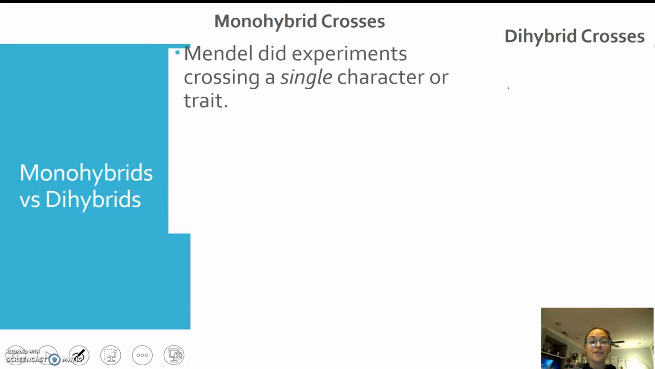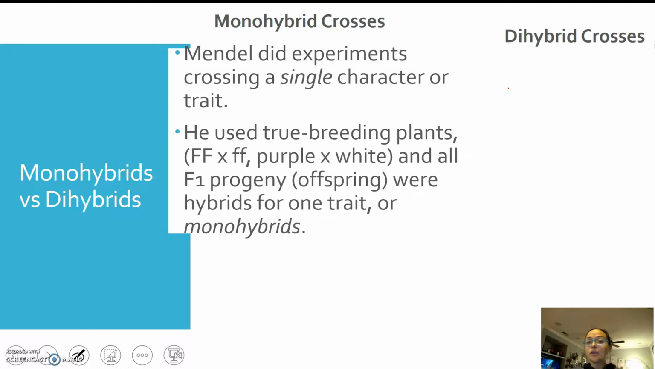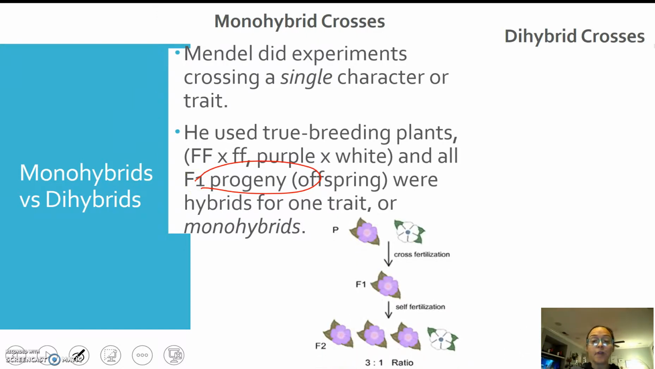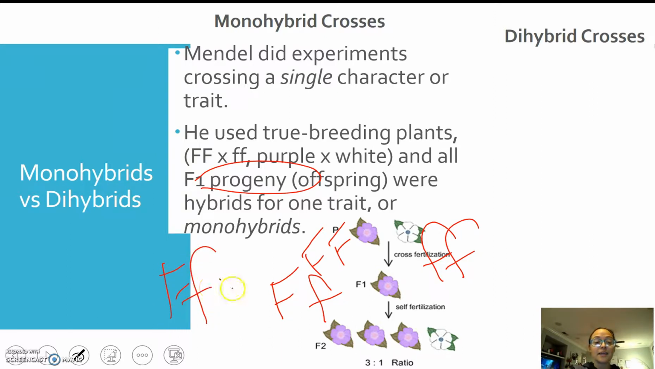So Mendel did experiments crossing a single character or trait. When he used his purple and white flowers, he worked with true breeding purple flowers that were homozygous dominant, and he crossed them with true breeding white flowers that were homozygous recessive. And all of the progeny, meaning offspring, were hybrids for one trait, or monohybrid. So here he had pure breeding purple flowers and pure breeding white flowers. All of the F1 were heterozygotes or hybrids. So when you cross two F1s, these F1s are hybrids for one trait or monohybrid. So crosses with two heterozygotes like this are called monohybrid crosses.